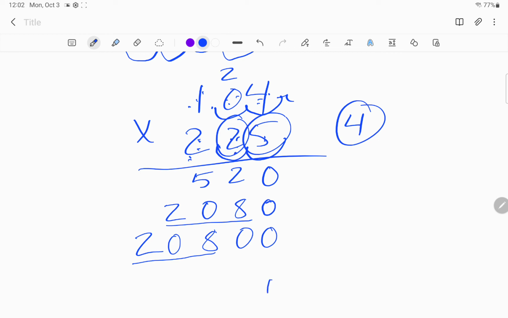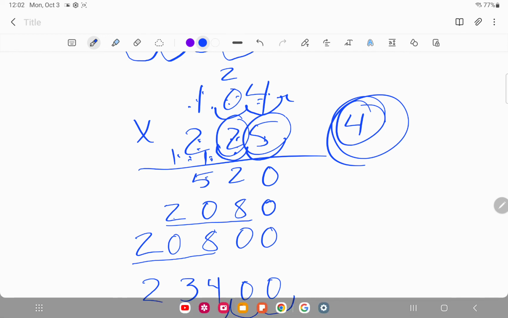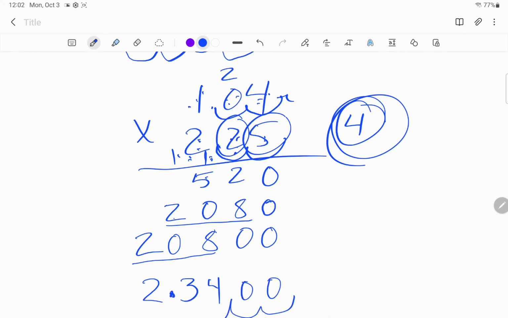All right, let's add them together. 0, 0, it's 10. Carry the 1. So we got 5, 6. 6 plus 8 is 14. Carry the 1. 1 plus 2 is 3. 2 plus nothing is 2. All right, we've got to bring that decimal place back into the picture. And then we get to the decimal right here. So it's 2.3400 is your answer.